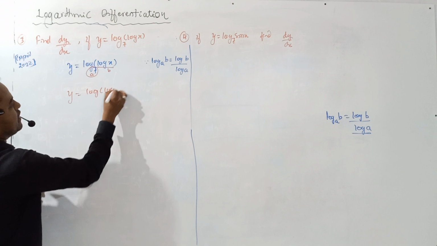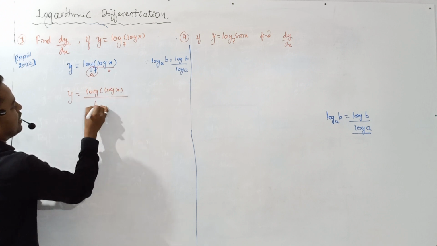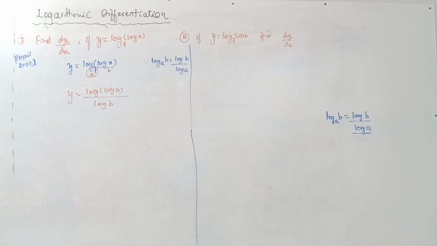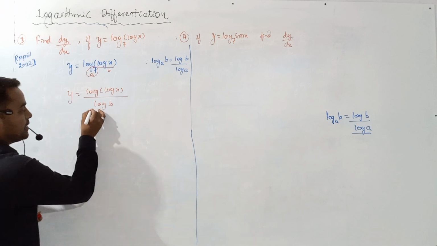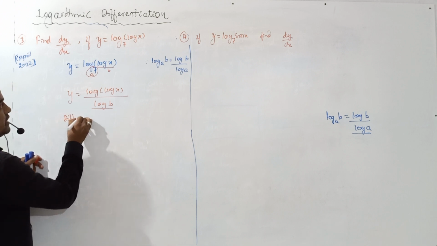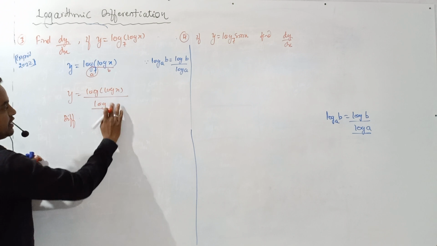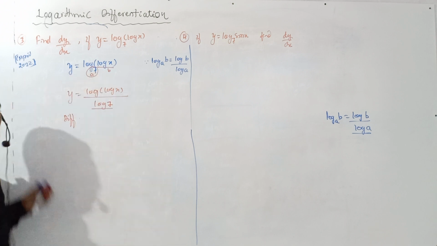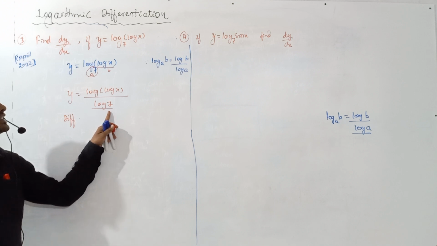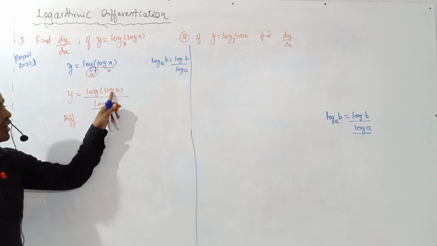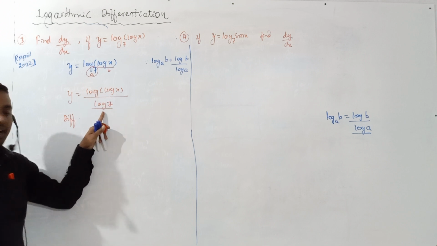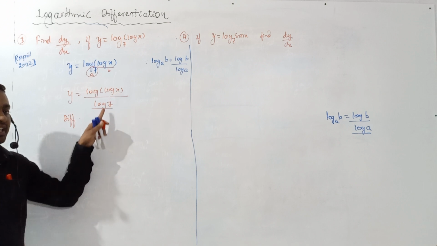Log of log x divided by log b. Now differentiate with respect to x. Log 7 is a constant. So make a correction here: it is log 7, and b means log x. Log b divided by log a, where b means log x and a means 7.